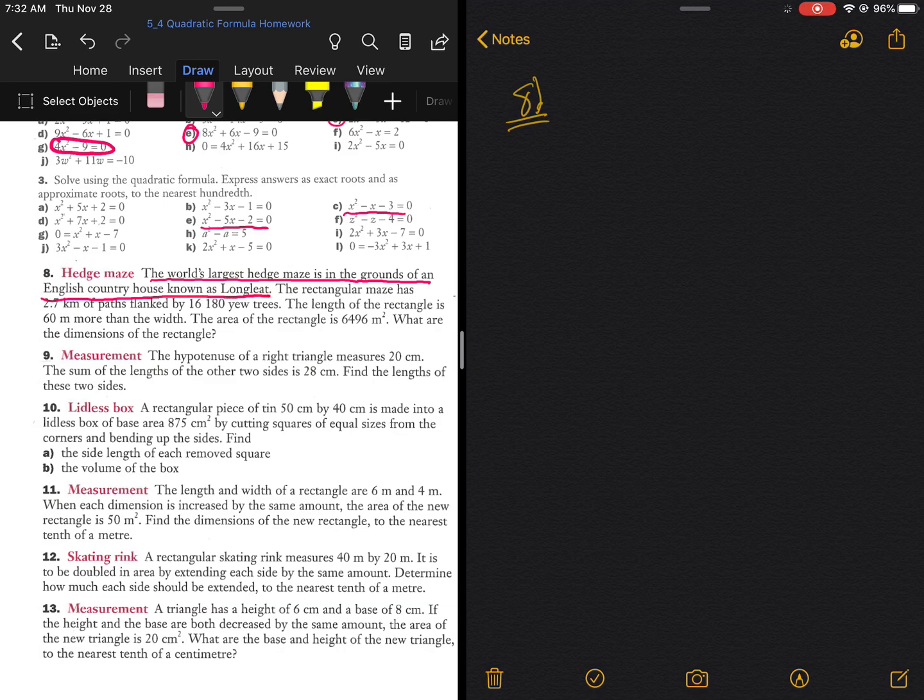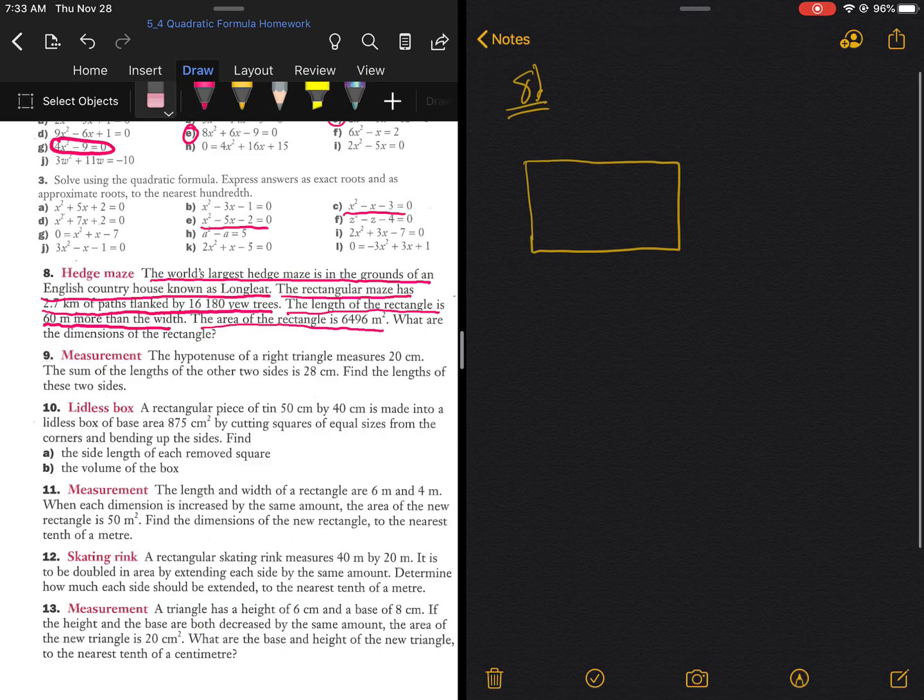Question 8. The world's largest hedge maze is in the grounds of an English country house known as Longleat. The rectangular maze has 2.7 kilometers of paths flanked by 16,180 yew trees. The length of the rectangle is 60 more than its width. The area of the rectangle is 6,496 meters squared. What are the dimensions of the rectangle?